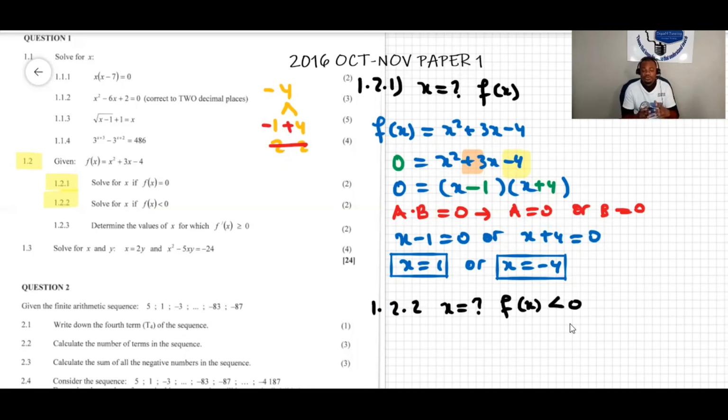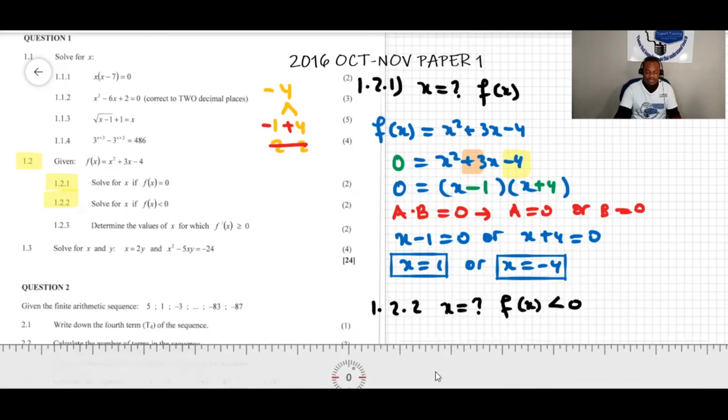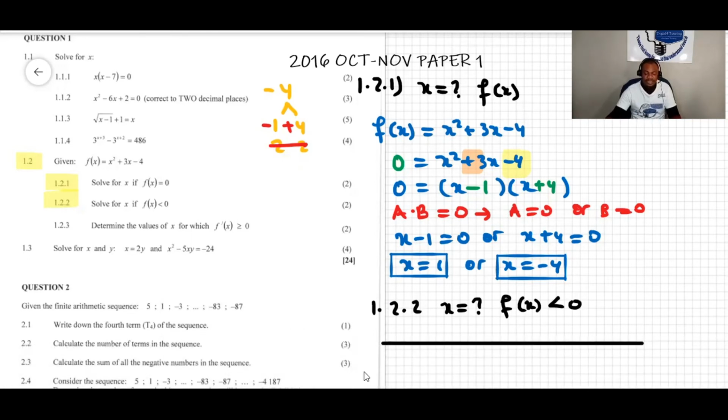Now to do so, we need to consider the critical values. The critical values are the solutions of the function when it is equal to 0. So the critical values are equal to 1 and -4. What we can do then, we can just draw the number line, okay? I'm going to draw my number line over here. Then I'm going to place the values of x in ascending order, so we have -4 and 1.